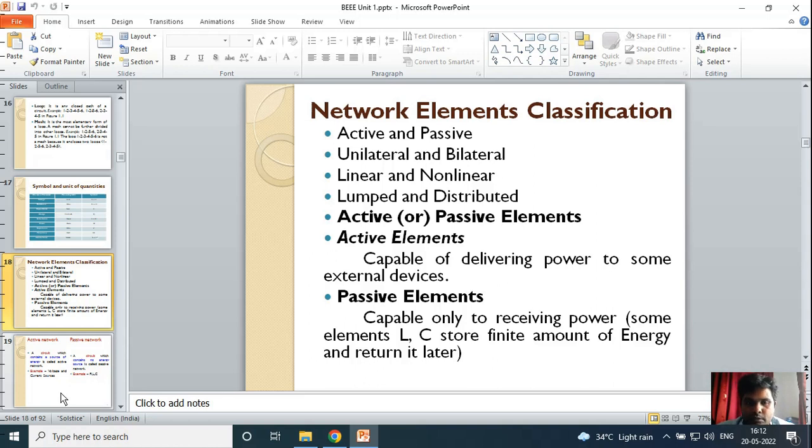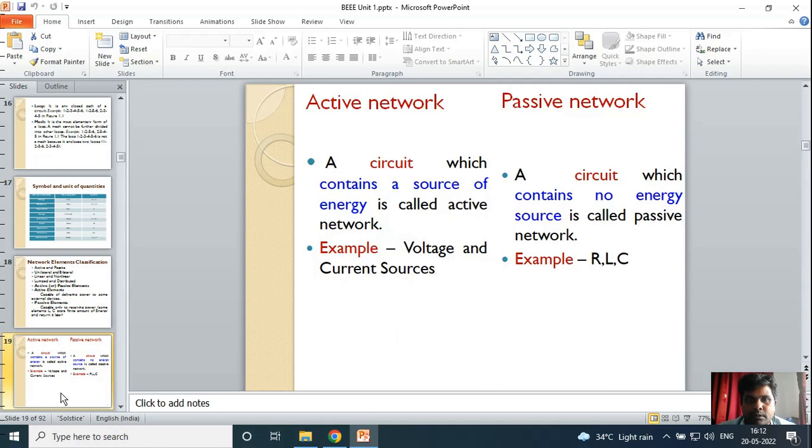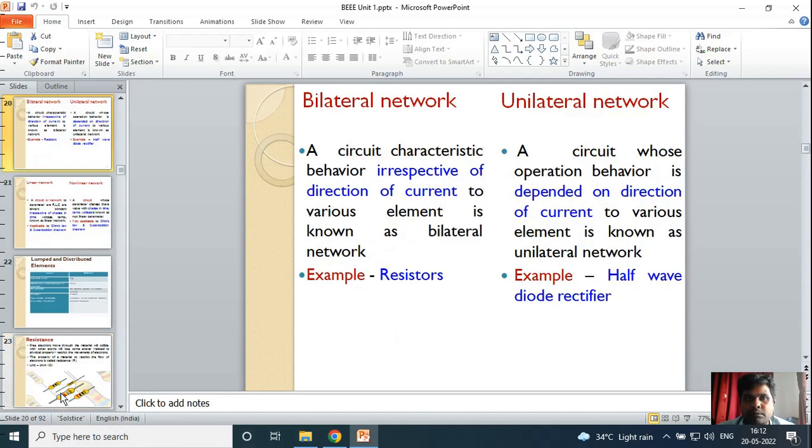What is meant by bilateral and unilateral network? If a circuit's characteristic behavior is independent of the direction of current, that network is a bilateral network. Example: resistor. In a unilateral network, the circuit operation depends on the direction of current. Example: half wave diode rectifier.